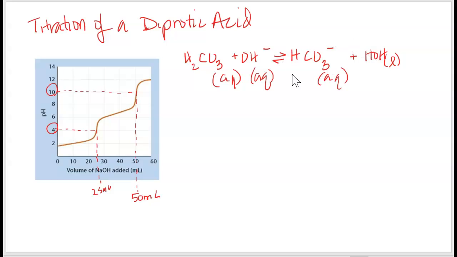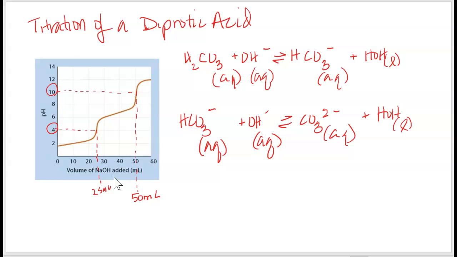Now we can see that the bicarbonate ion also has a hydrogen which it can lose. So let's write that equation. To interpret this: carbonic acid loses the first hydrogen, requiring 25 milliliters, and for the bicarbonate to lose the second hydrogen requires another 25 mils, for a total of 50 mils to perform this titration.